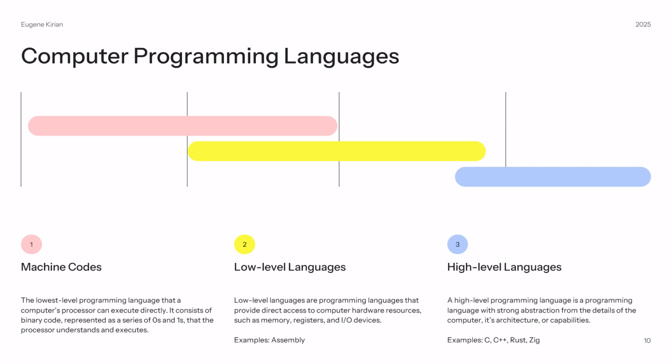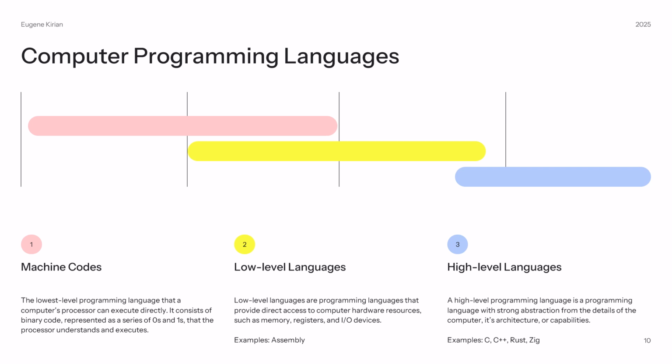Let's explore the different computer programming languages. At the lowest level, there are machine codes. This is the language that a computer's processor can execute directly, consisting of binary code representing a series of zeros and ones. The processor understands and executes this code without needing any translation.